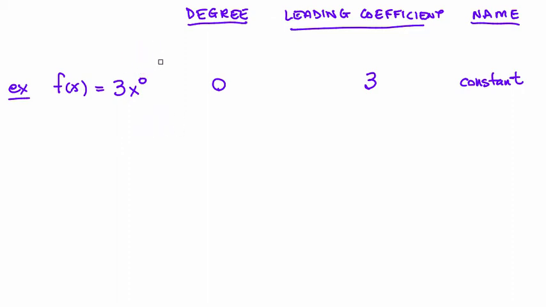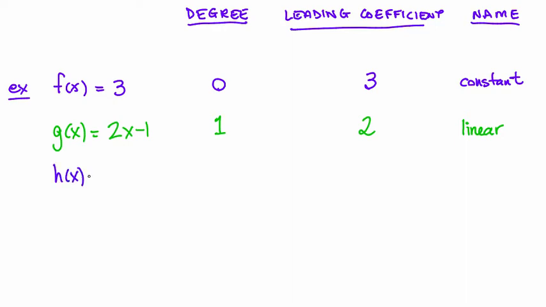If you have g(x) equals 2x minus 1. Well, now the degree is 1, because there's a little 1 that gets written up here that we imagine. The leading coefficient is 2, because that's the number that comes in front of the degree 1 term. And this is known as a straight line, or a linear graph.